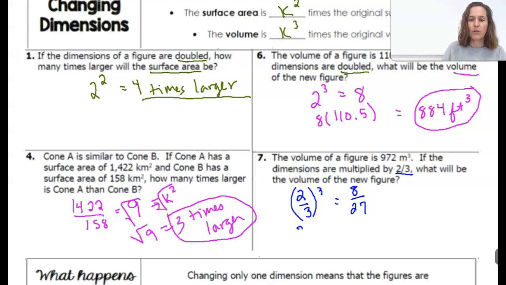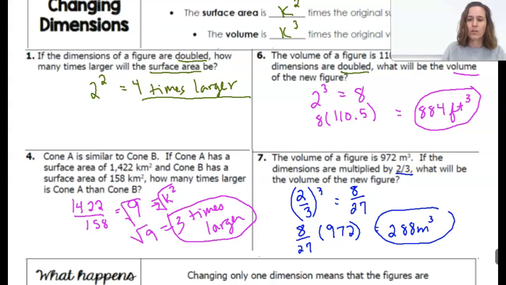Then we multiply that 8/27 by the original volume of 972. When you do that, you get a volume of 288 meters cubed. Now, use logic to see if your answers are reasonable. So for example, if it's 2/3, that means it's got to be smaller than the original volume, so it's got to be less than 972.